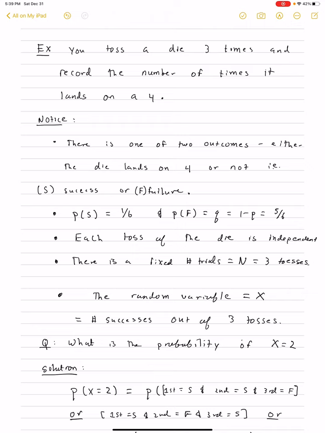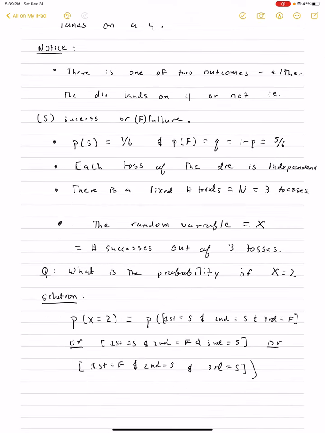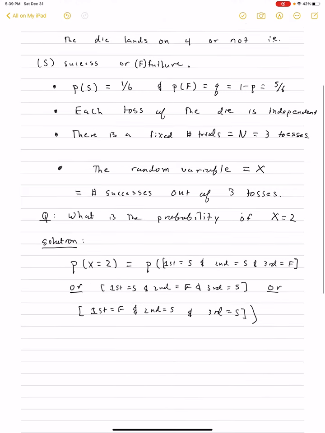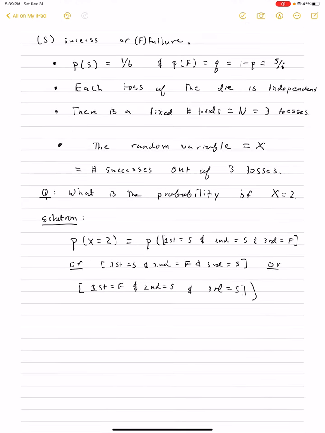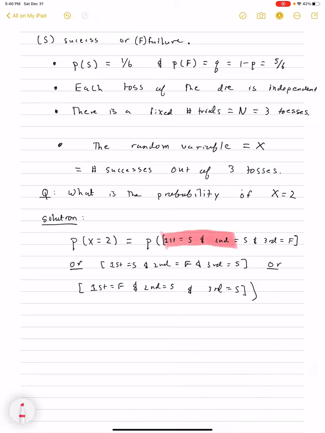One more very important piece is that here we're defining the random variable x to be the number of successes, or 4s, out of 3 tosses, or 3 trials. The question here is, what is the probability x equals 2? Well, probability x equals 2 can happen in 3 ways. Those 3 ways are illustrated here in red. Here's the first way. The first is success, the second is success, the third is failure.